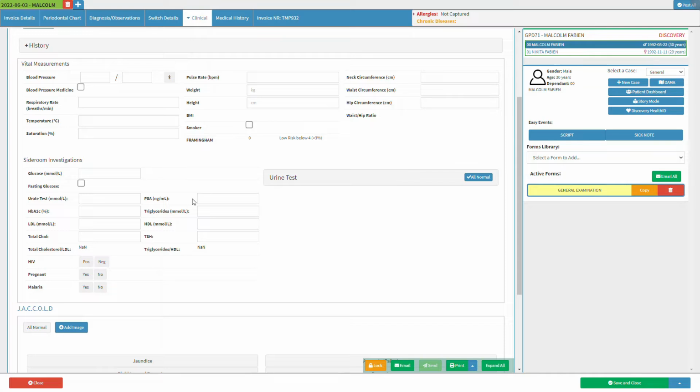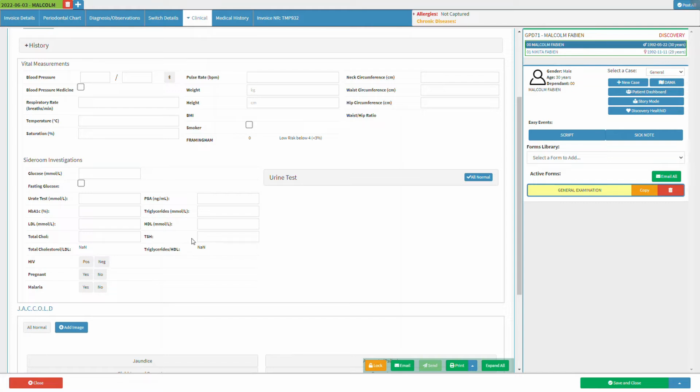Triglycerides are a type of fat that gets stored in the body for future energy use, measured in millimoles per liter. The HDL, or high-density lipoprotein, is the amount of good cholesterol found within the patient's blood, measured in millimoles per liter. Cholesterol is a type of fat found within the human body and can be beneficial to the patient when high amounts of HDL are detected.